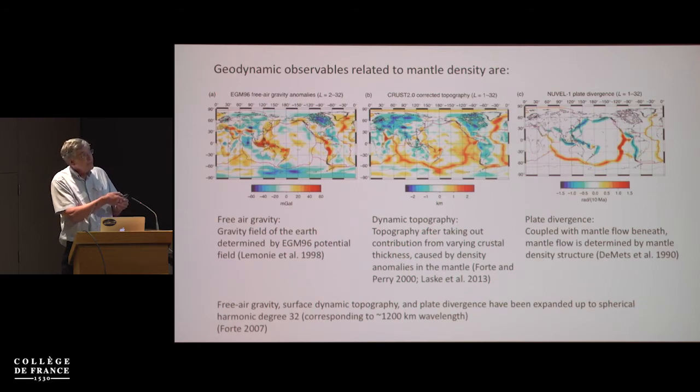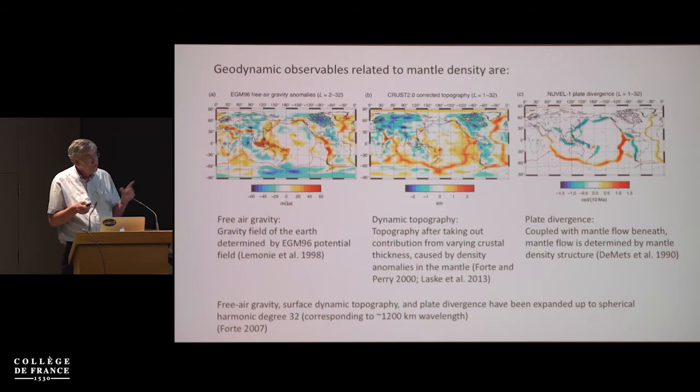And then we have the plate motions, and the way it's parameterized here is given the plate boundaries, what is the divergence and convergence at the plate boundaries? So that's shown here in a color map as well. And these are all expanded up to spherical harmonic degree 32. So those are the dynamic observations, geodynamic observations we use.